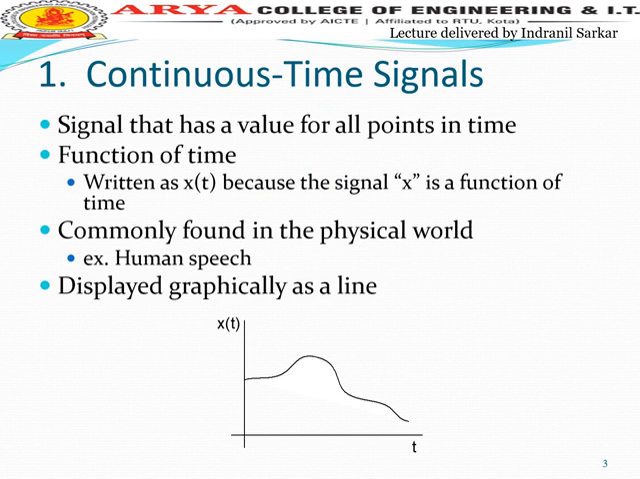Continuous time signals. Signals that have a value for all points in time. It is a function of time, written as x(t) because the signal x is a function of time. Commonly found in the physical world, as an example, human speech, displayed graphically as a line. Suppose this is the time axis and this is the signal x(t), and some signal is plotted over here.